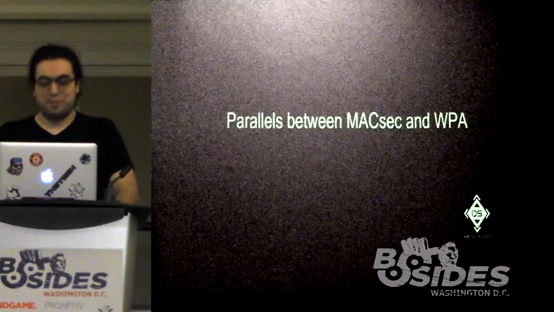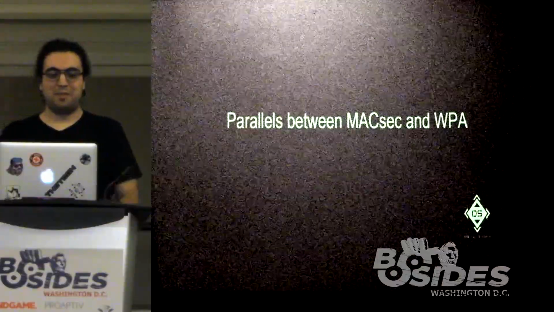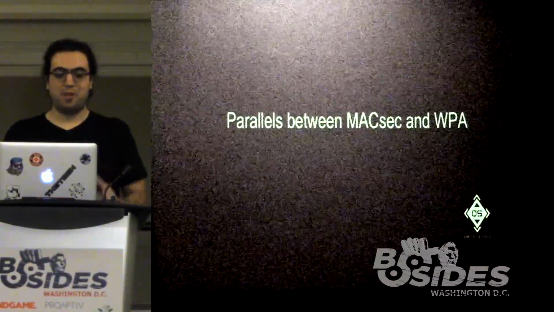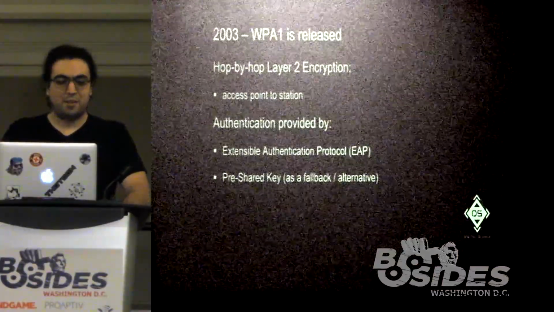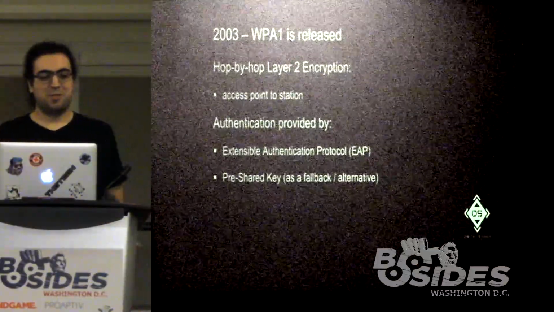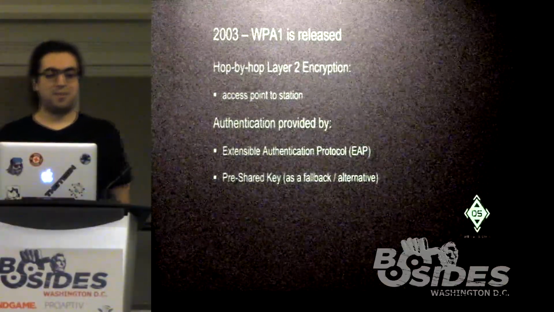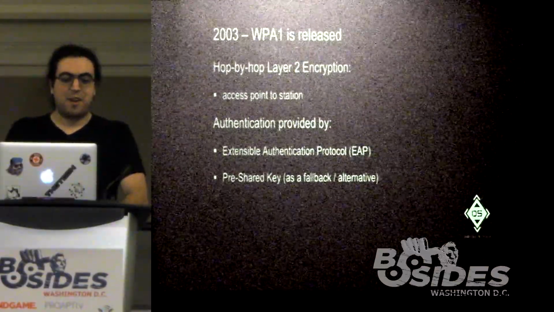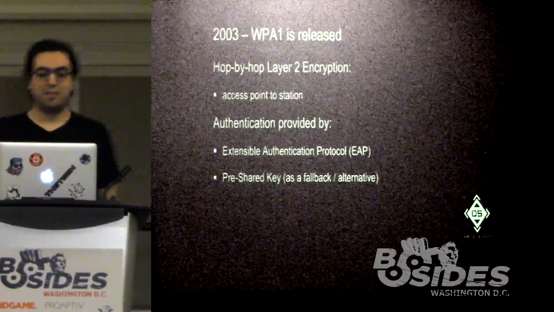Whenever you're trying to find some way of exploiting new software, or finding a weakness in a fairly new technology, it's always useful to look for parallels between whatever you're working with and things that have been compromised in the past. So with that in mind, if we look back to 2003, WPA1 was released. What was the cool new feature of WPA1? It was offering hop-by-hop layer 2 encryption, from the access point to the station. But authentication was provided by Extensible Authentication Protocol, or EAP. You could also use PSK, pre-shared key, as a fallback or alternative.